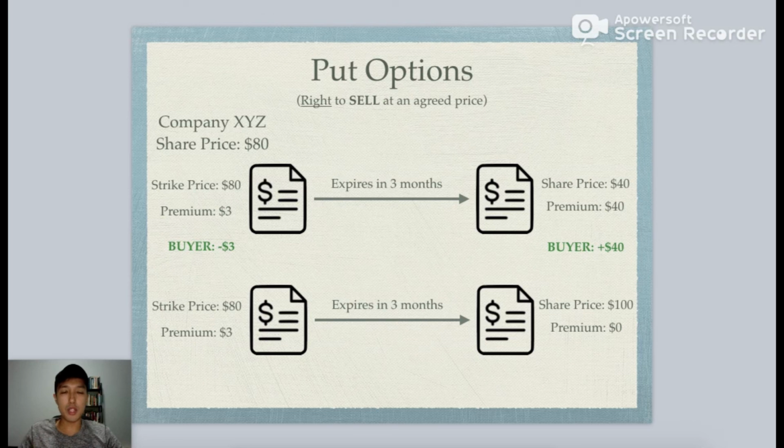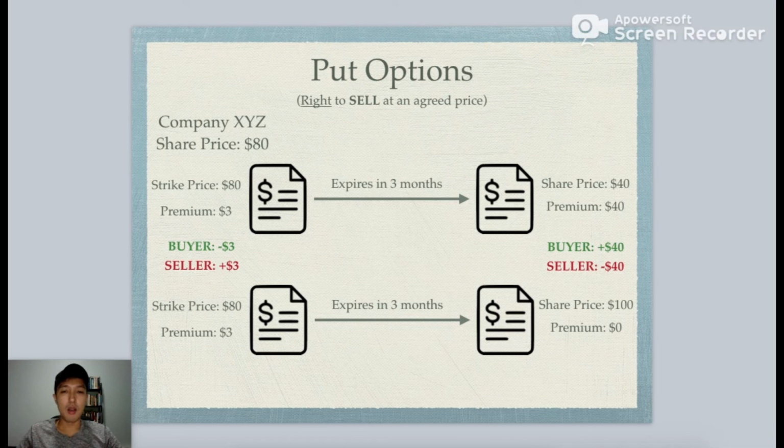So when the share price dropped to $40, the contract will actually be worth $40, so the buyer will make a profit of $40. Net in total on P&L, the buyer will profit $37. How about the seller? The seller collected $3 upfront because the buyer paid the premium to the seller. But because the share price went down, the seller had to pay back $40 to the buyer.